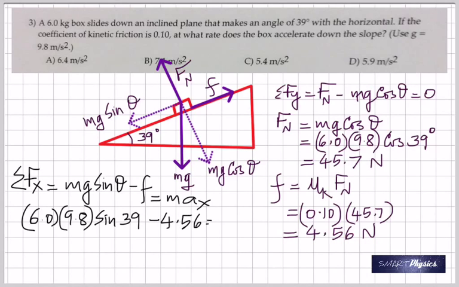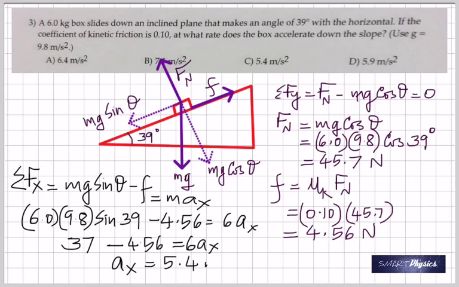And we already got the friction as 4.56, so do the math and you would get ax as 5.4 meter per second squared. I think this is 4.57, but it doesn't matter. That's just a small difference. So that's how you do that.